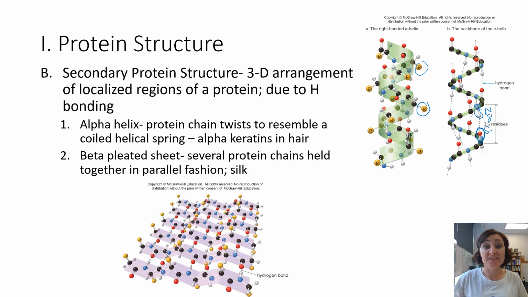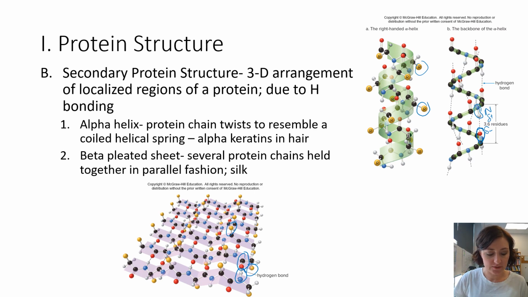The second type of secondary protein structure that we see most common is a beta-pleated sheet. These are where you have several protein chains held together in a parallel fashion. So we have your carbonyl. Let's see if we can find a carbonyl and a nitrogen group from 2 different amino acids. We're still seeing hydrogen bonding in these, but the way that they're arranging themselves is a little bit different. Your R groups can be oriented both above the plane and below the plane, which is what we're seeing in this image.